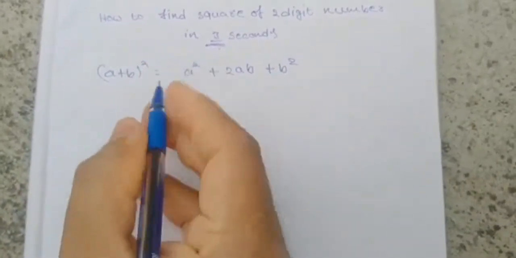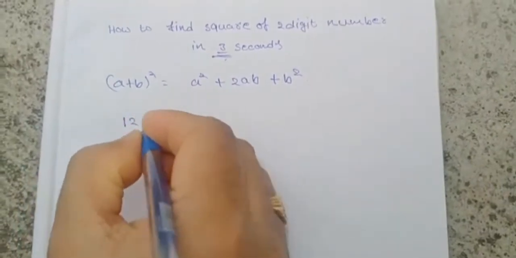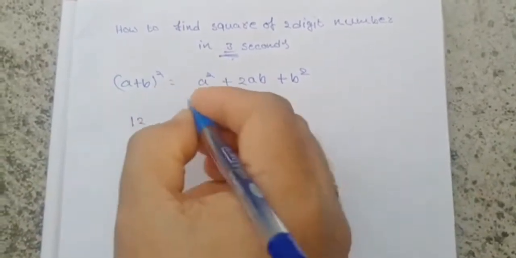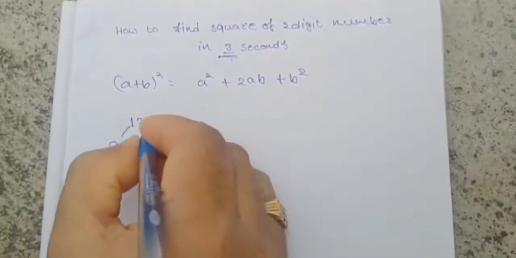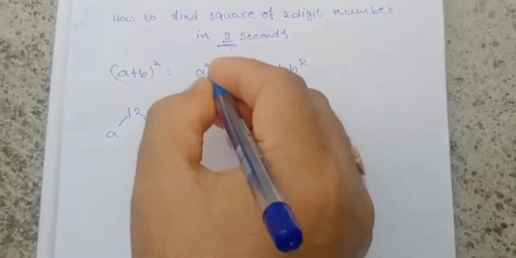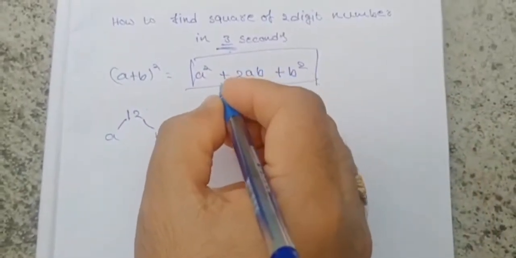Okay, we will take one example. We will take 12 as an example. So we need to consider 1 as a, 2 as b. So we need to substitute in the expansion form.